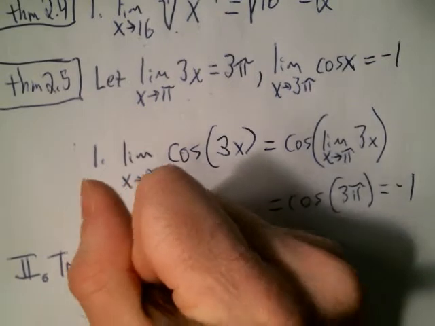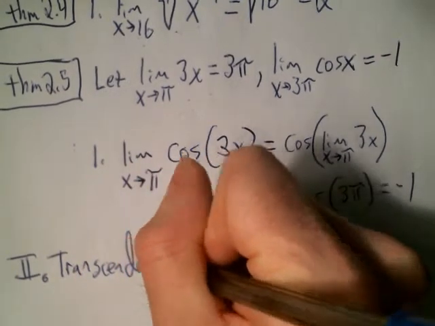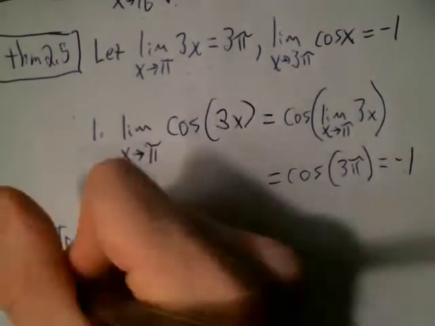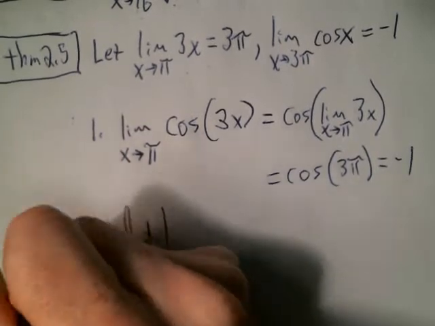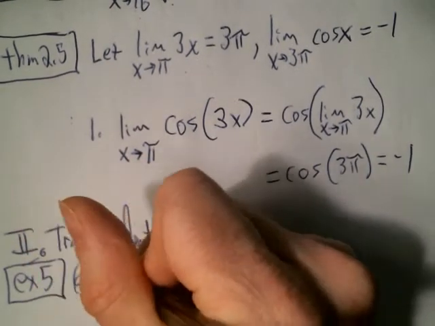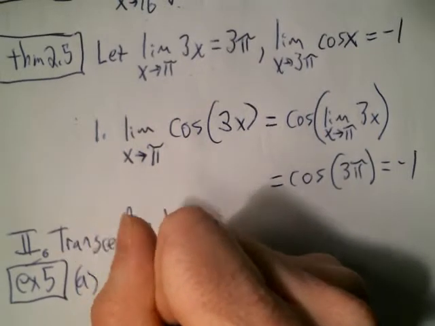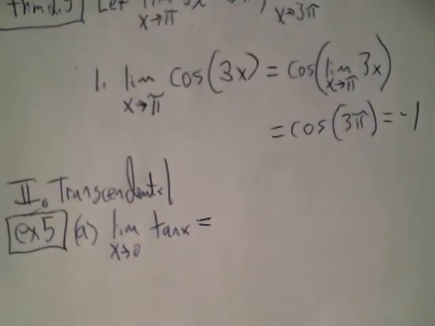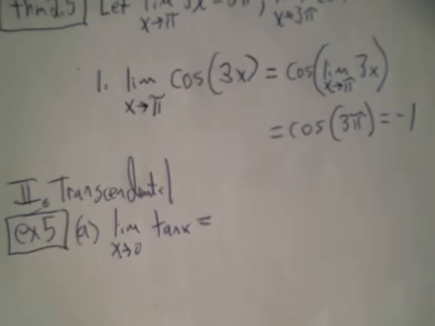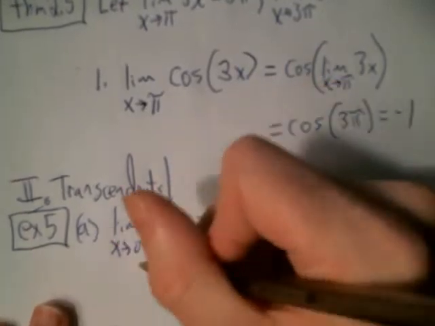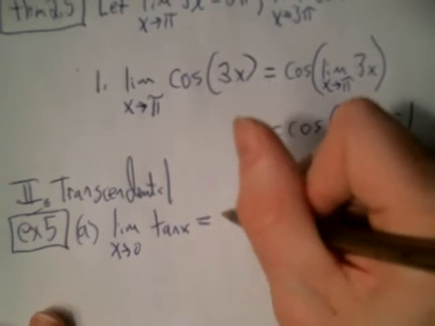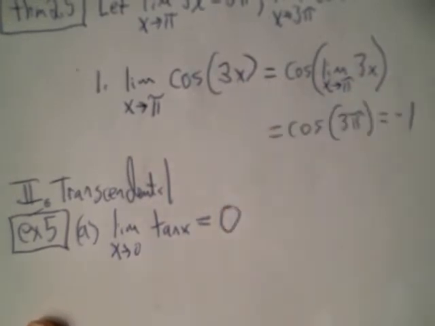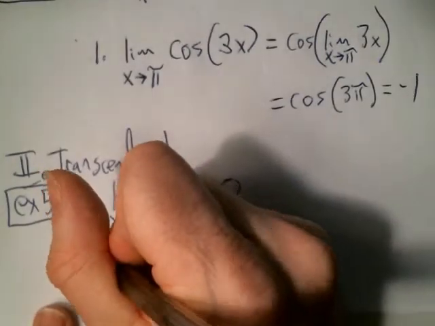Okay, so transcendental functions. This is example 5 from the book this time, part A. The limit as x goes to 0 of tan of x. Tan is defined at 0, so there are no issues with asymptotes or unbounded behavior. So we can put 0 directly into the tan, and of course the tan of 0 is 0.